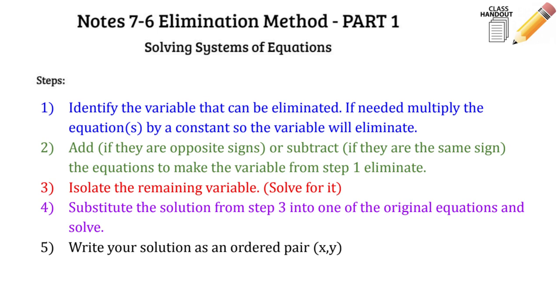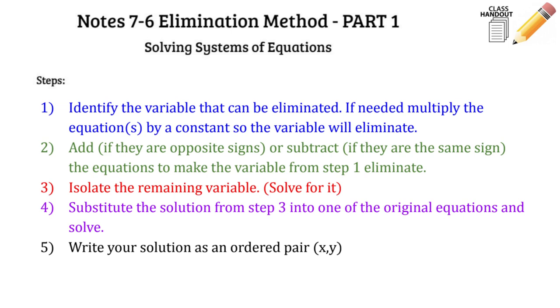Number 1, identify the variable that can be eliminated. If needed, multiply the equations by a constant so the variable will eliminate. So we're looking for whatever number is in front of the variable to be the same. Then we're going to add the two equations if they're opposite signs, or subtract if they are the same signs, to make the variable from step 1 eliminate.